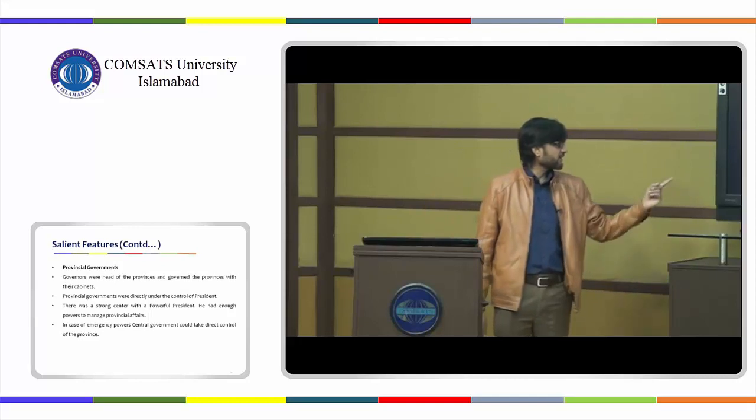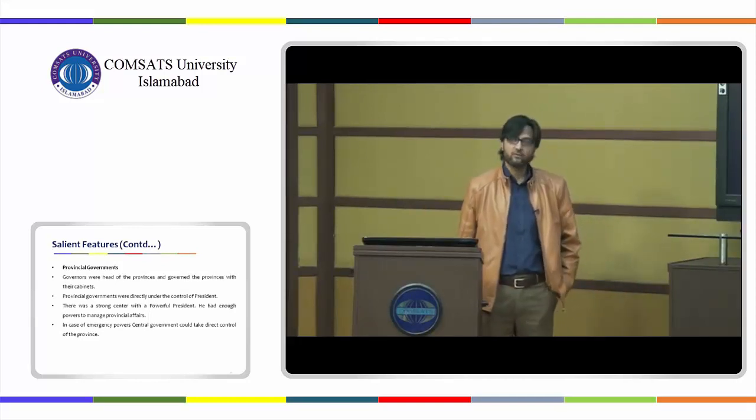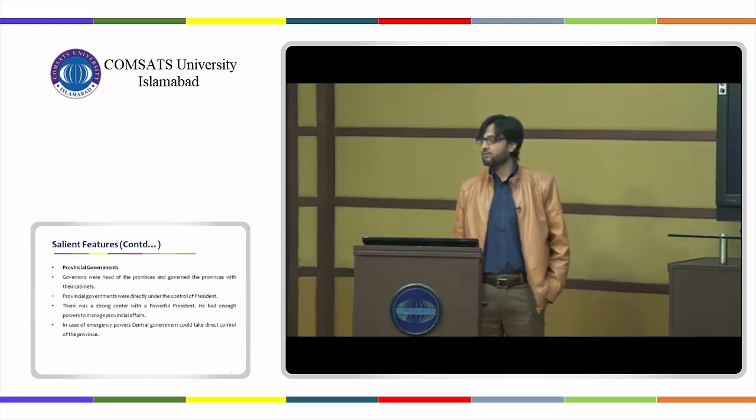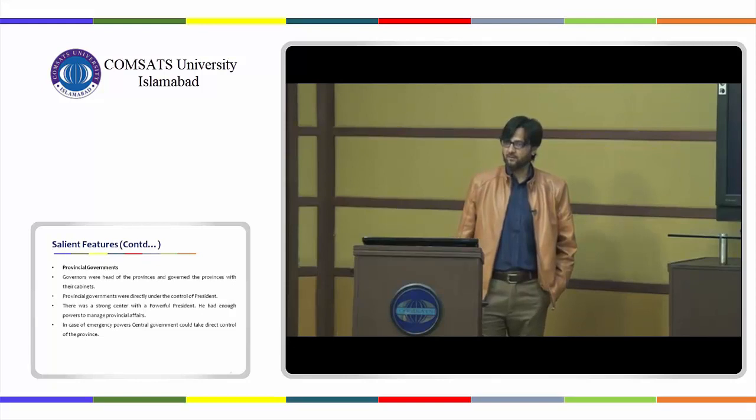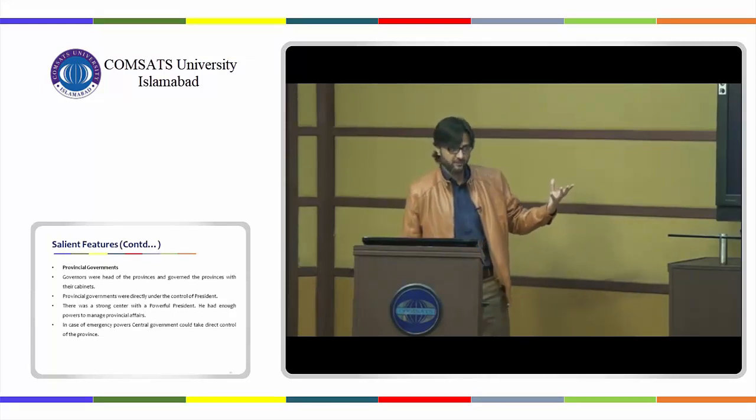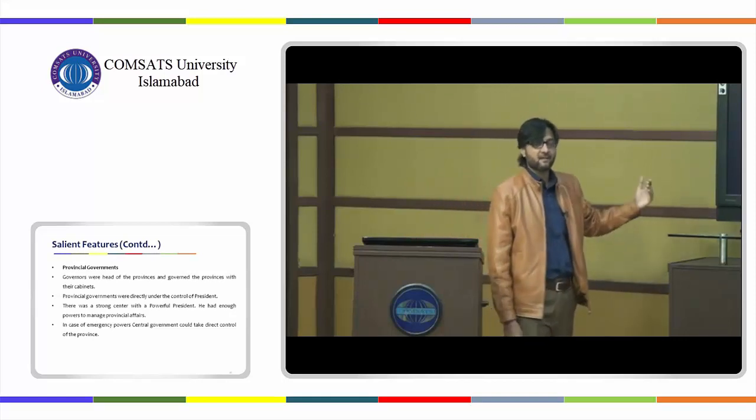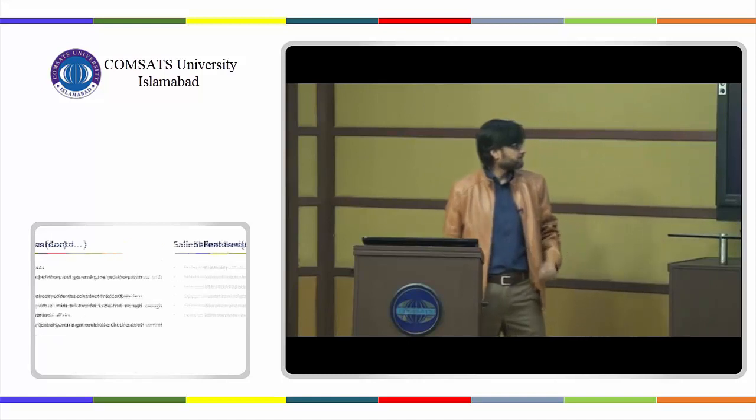In case of emergency powers, central government could take direct control of any of the province because of the powers with the president, you know, emergency powers with the president, but then governor could exercise those powers on behalf of the president at provincial level.